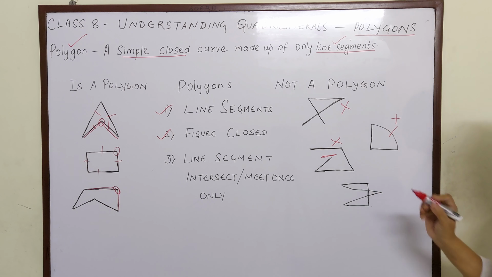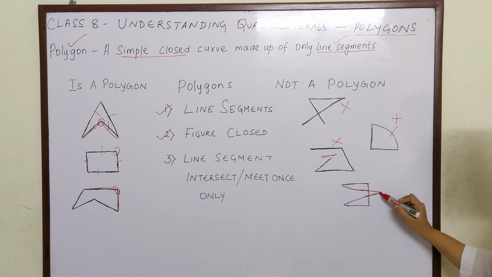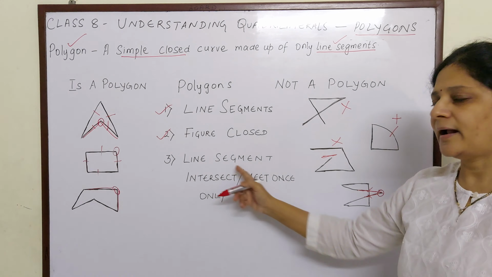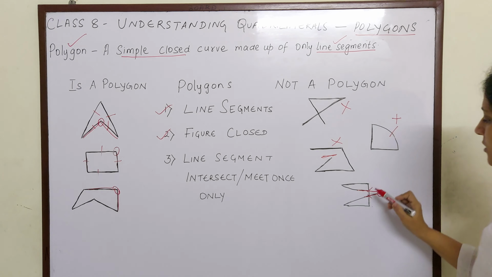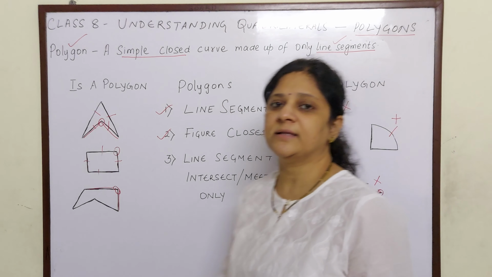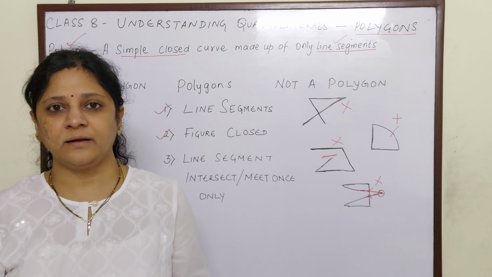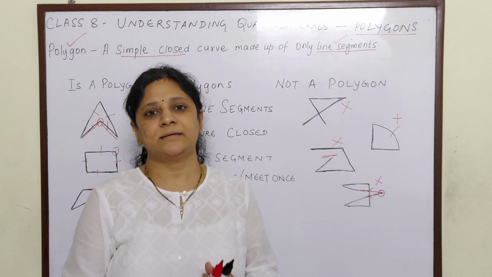Though this figure is closed, these line segments, this and this, not only meet here, they intersect at this point and they intersect at this point. But the line segments should meet only once for it to be a polygon. So this is also not a polygon. Hope you understood, children, the difference between what is a polygon and what is not a polygon. Now let us learn what the types of polygon are.